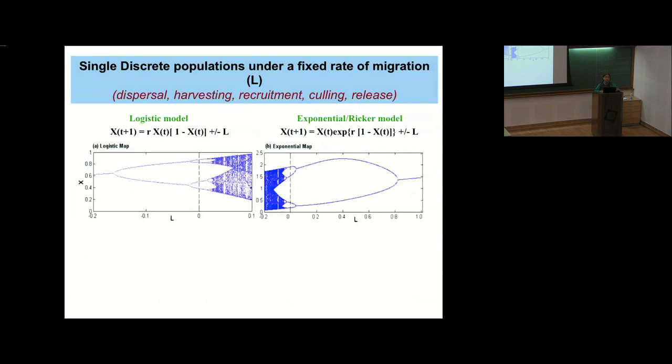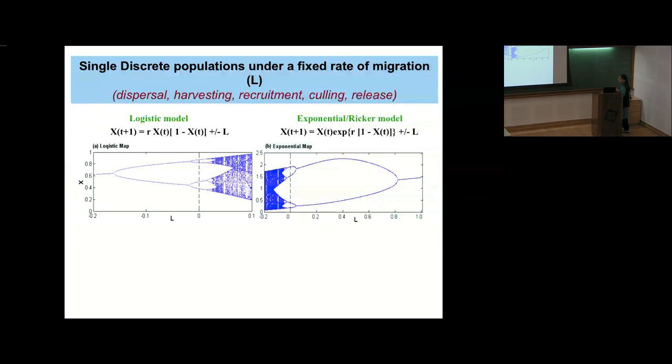Now, what is it? Unfortunately, when you do this for the logistic model, you don't see this. So here is the bifurcation diagram with L for the logistic model, Rx(1 minus x) plus or minus L, and this is x times e to the power, the Ricker model, plus or minus L. You start with L equal to 0, so you're starting at period 4. If you allow immigration, then in the Ricker model, it goes backwards, so these are called reverse bifurcations. It goes from periodic to stable, and if you use minus L, that is emigration, then it goes into chaos. In the logistic model, on the other hand, with minus L, it reverses to periodic, and with plus L, it goes to chaos.